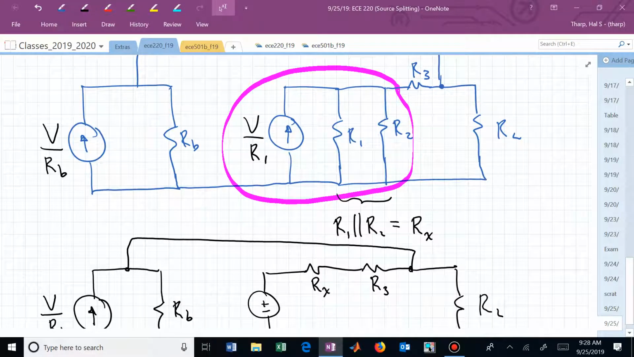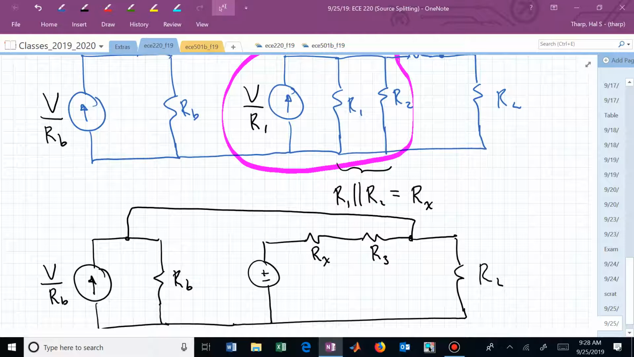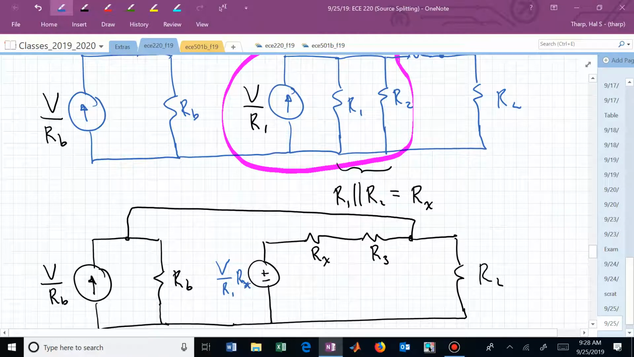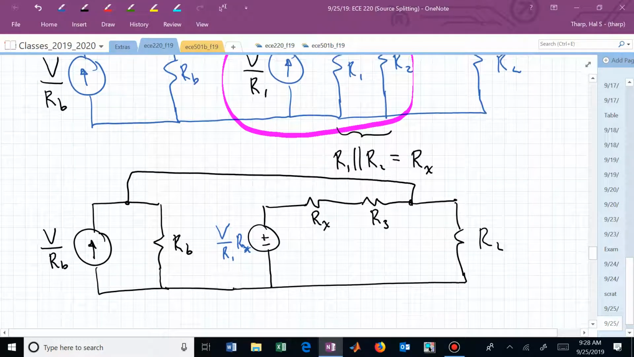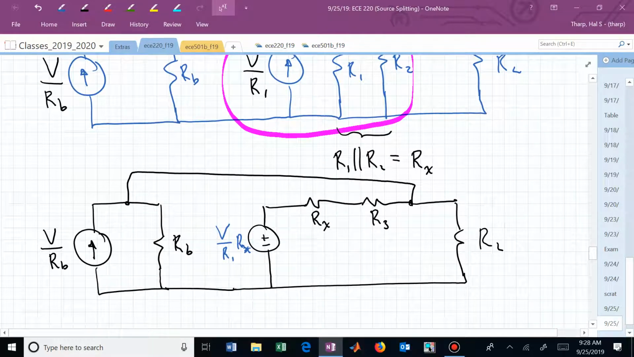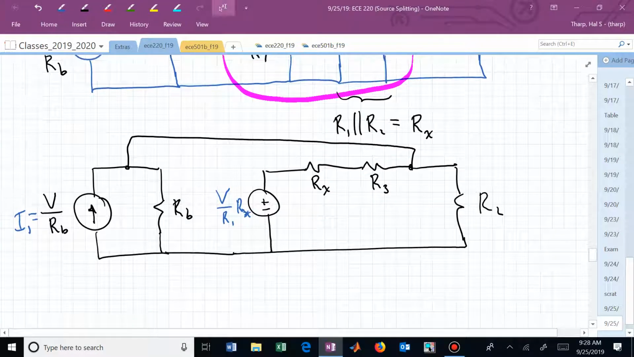I've now consolidated R1 and R2 into its parallel equivalent and called that R sub X. I now need to take the current that I originally had and multiply it by that resistance, so I now have V over R1 times R sub X. And maybe instead of continuing to carry all of that notation, let me call this I1, and well, I guess I'm getting ahead of myself.